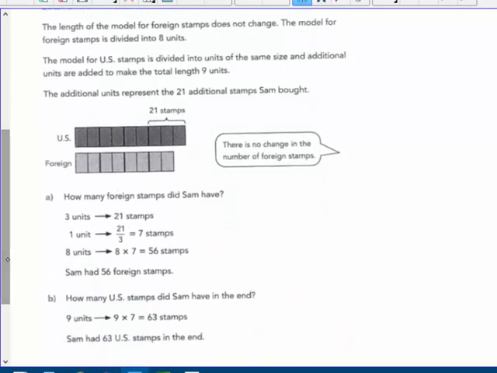How many foreign stamps did Sam have? Well, there's 3 of them is 21, so each one of them is worth a 7. You have 8 units here now in the foreign stamps. 8 times 7 is 56. So Sam had 56 foreign stamps. How many U.S. stamps did Sam have in the end? Well, he's got a total of 9 bars there, so 9 times 7 would be 63 stamps. So Sam had 63 U.S. stamps and 56 foreign stamps. That's a before and after picture.